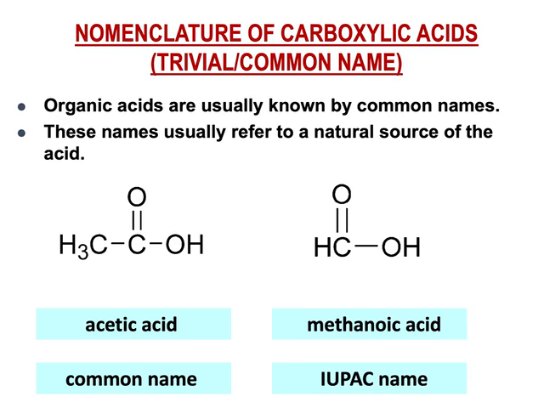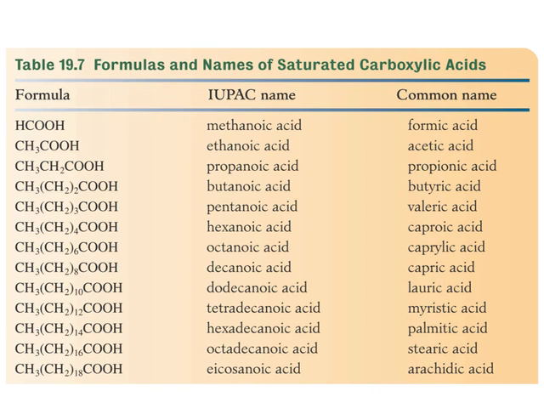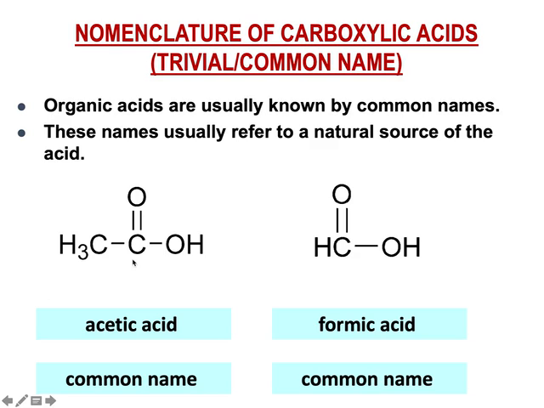Such as acetic acid and methanoic acid. This is some examples of a common name. So the IUPAC name is methanoic acid, this is the structure for methanoic acid, and this is the common name for the other one, acetic acid. Sorry, for this one, the common name is acetic acid, and the common name for methanoic acid is formic acid.